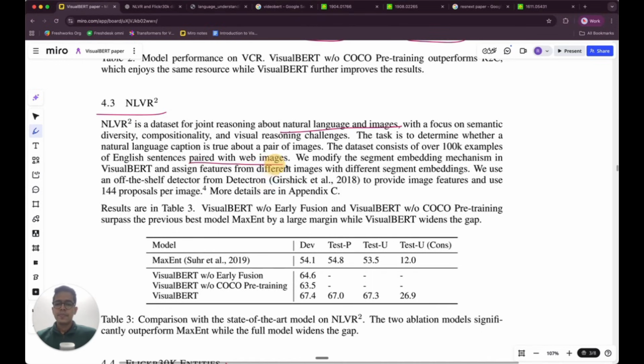We modify the segment embedding mechanism in VisualBERT and assign features from different images with different segment embeddings. This is what we had discussed. There are two sentences paired with a web image, right? Basically, 1 caption is paired with 2 images. Earlier we had 2 captions paired with 1 image. Here it is 1 caption paired with 2 images, which means there are 3 segments. Segment number 1 is for the text, segment number 2 is for image number 1, segment number 3 is for image number 2. Let's see if that is indeed the case or not.